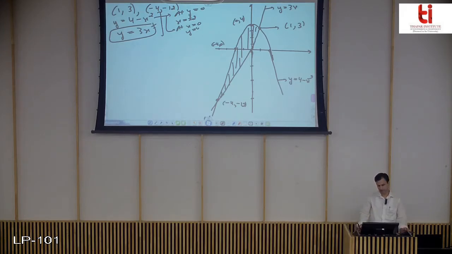Although the line y equals 3x doesn't look like a line here. It appears more as a curve. But let me just correct it a bit so that you can have a feel of a line, not a curve. Okay, this is now much better. Now it looks like a line.